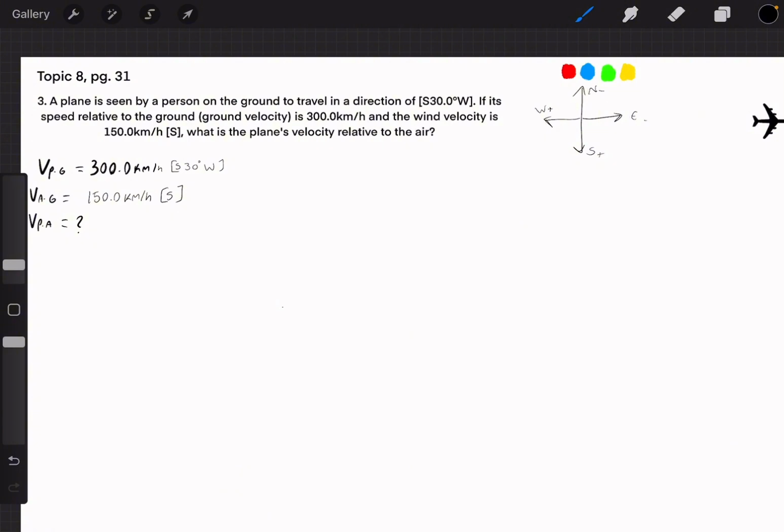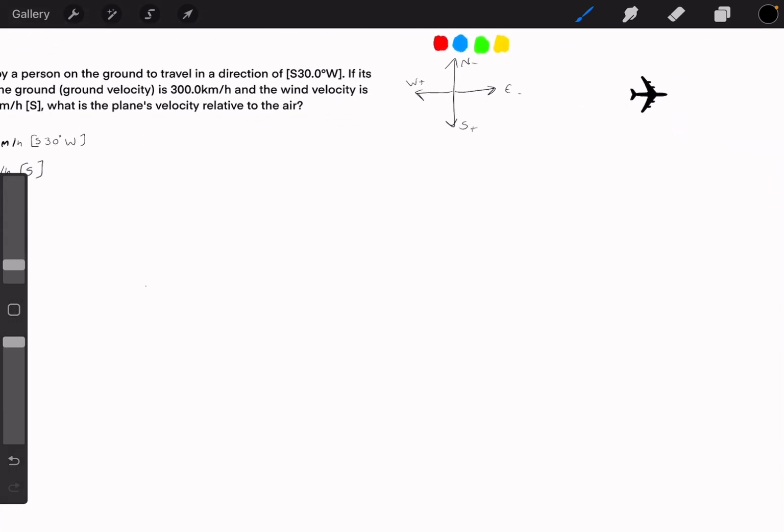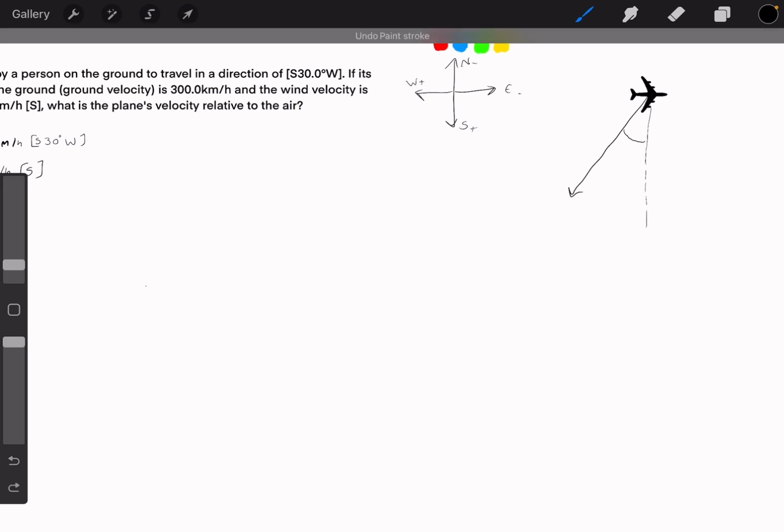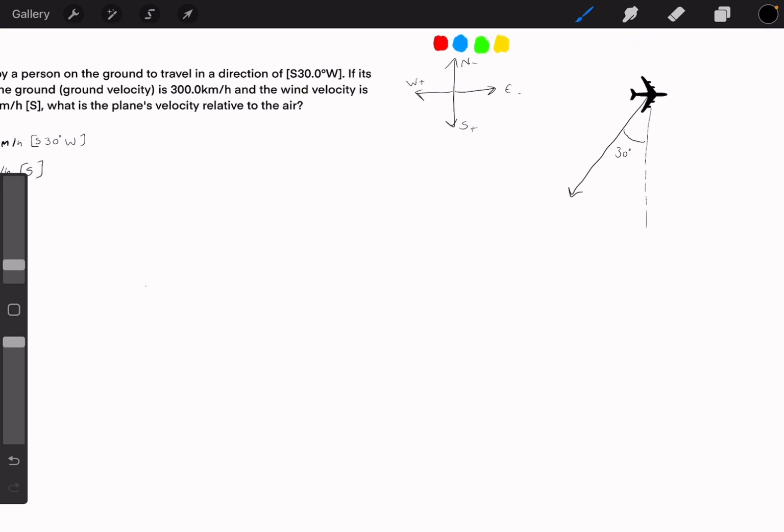So before we get into our calculations, I'm going to draw a diagram real quick. You can do the same. Here's our plane right here, and it's going to be heading this way. If this is our vertical line, since it's 30 degrees west of south, that's going to be this angle here. If this is south and this is west, that's going to be 30 degrees here.